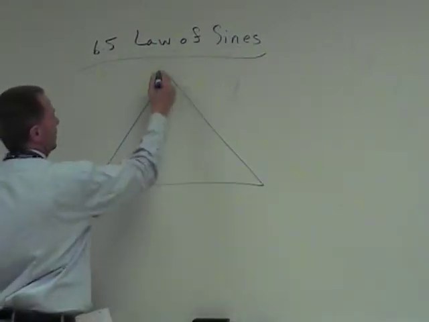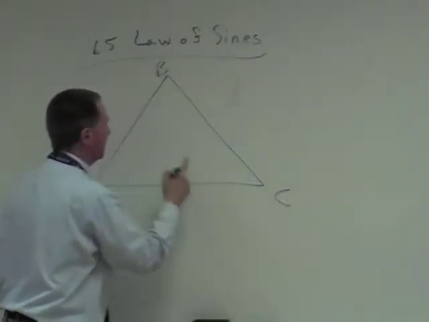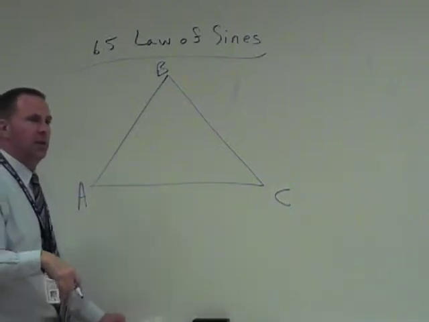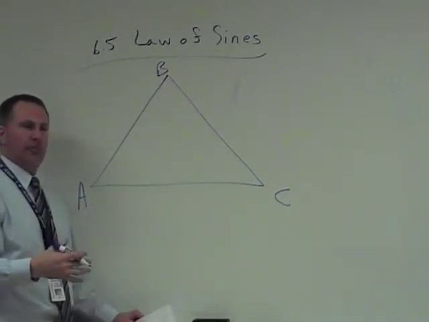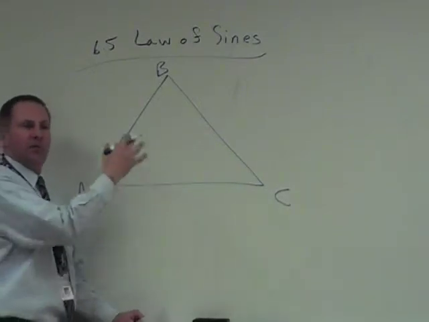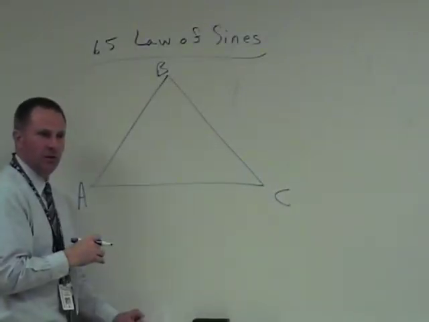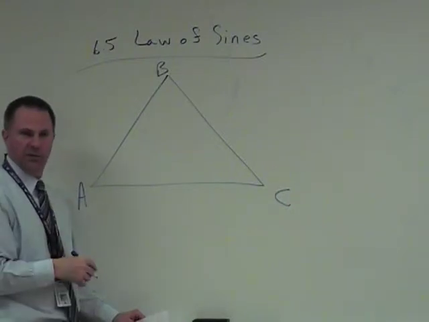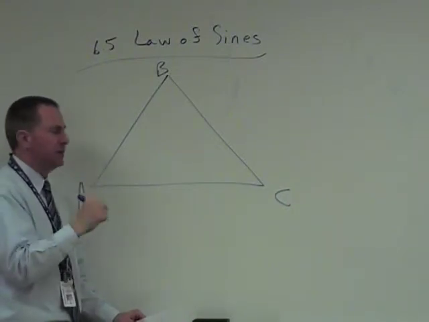Notice this is not a right triangle. I didn't give any 90-degree symbols in here. And this is the whole point. We are dealing with being able to find every piece of this triangle, provided we have certain pieces of information. So the law of sines states this.